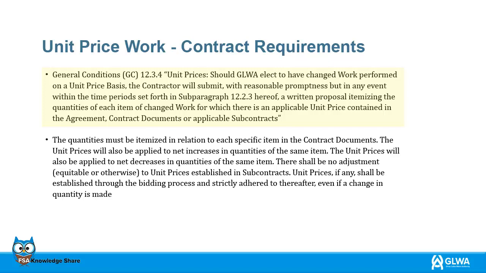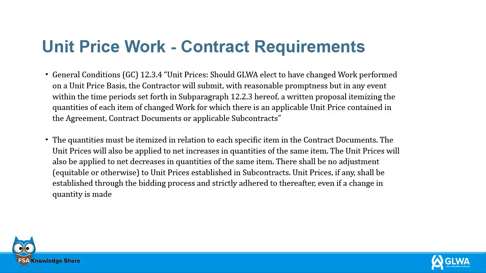Should GLWA elect to have changed work performed on a unit price basis, the contractor will submit, with reasonable promptness but in any event within the time period set forth in subparagraph 12.2.3 hereof, a written proposal itemizing the quantities of each item of changed work for which there is an applicable unit price contained in the agreement, contract documents or applicable subcontracts. The quantities must be itemized in relation to each specific item in the contract documents.